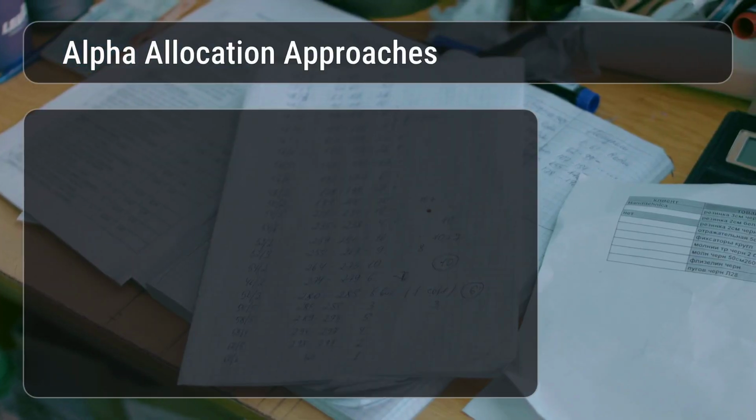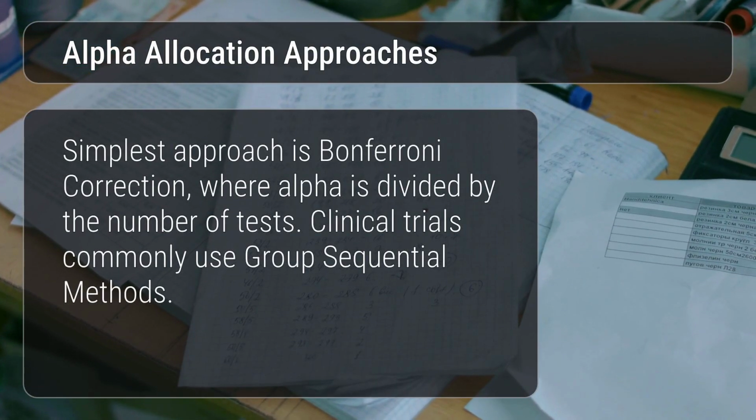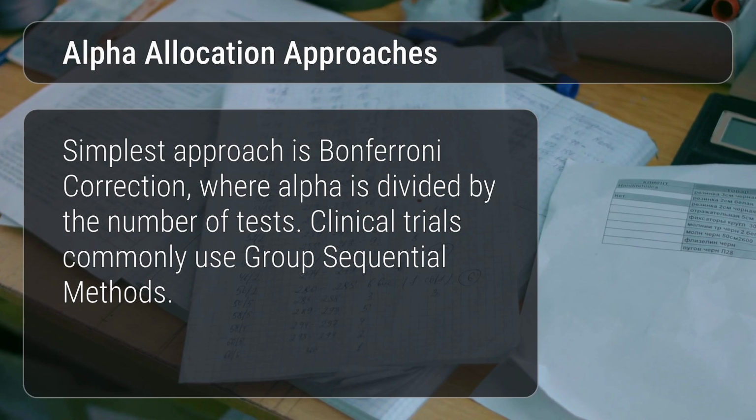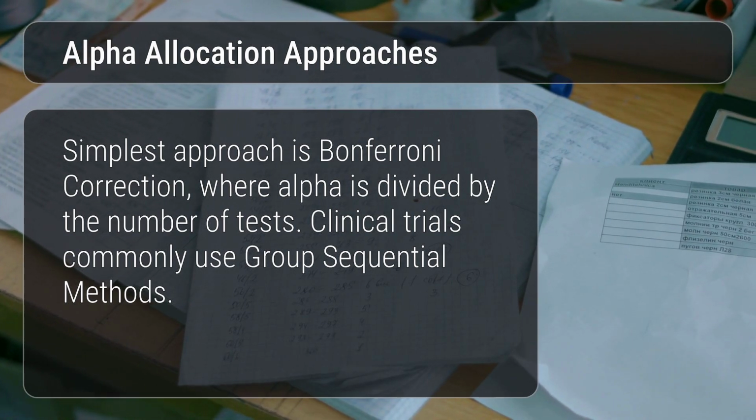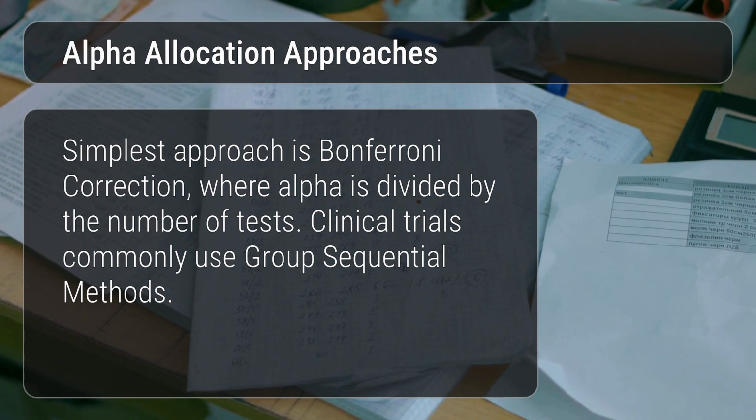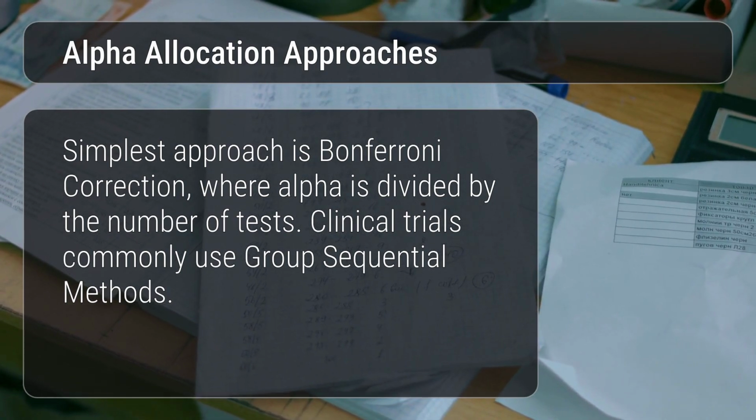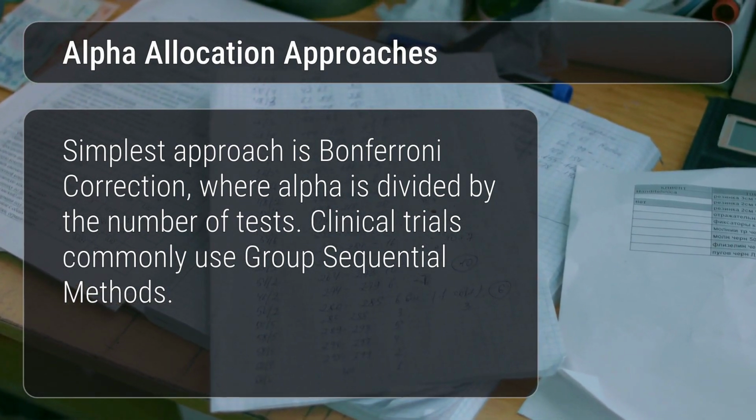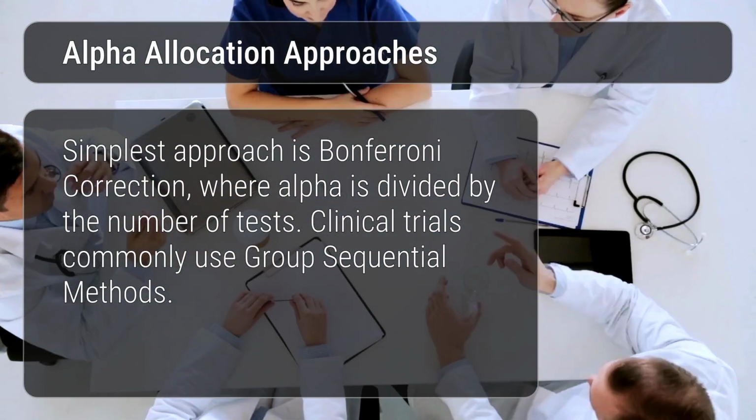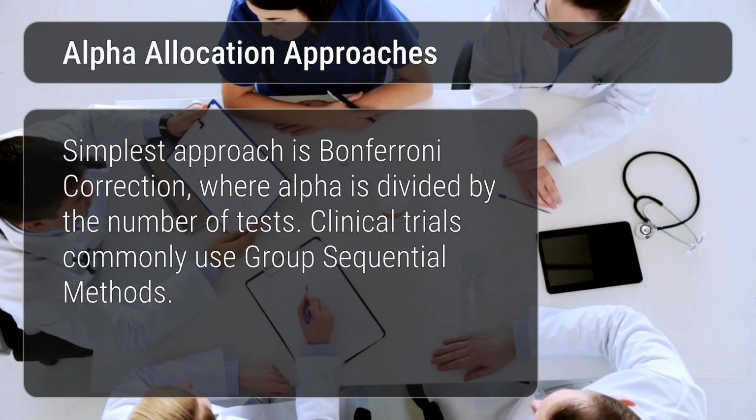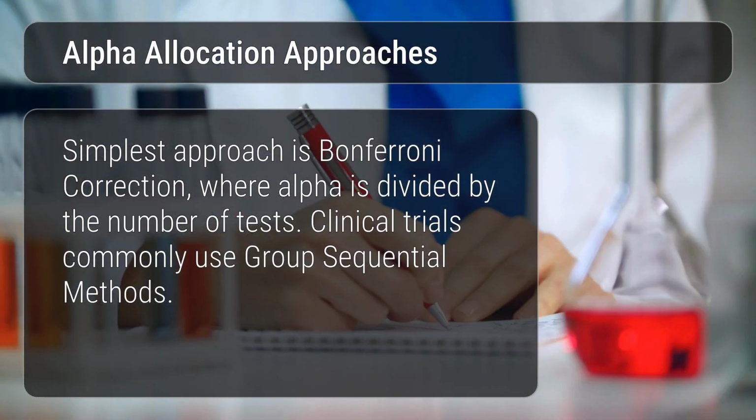Then the subsequent question will be how to allocate the alpha at each look. The simplest approach would be Bonferroni correction. This is a simple but conservative approach where you divide alpha by the number of tests. For example, if alpha equals 0.05 and you test 5 times, each test should use alpha equal to 0.01. The most commonly used approach in clinical trials is group sequential methods.